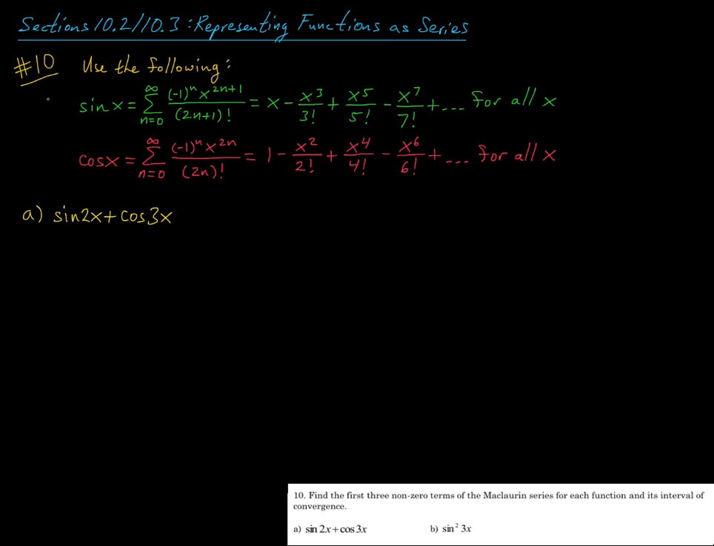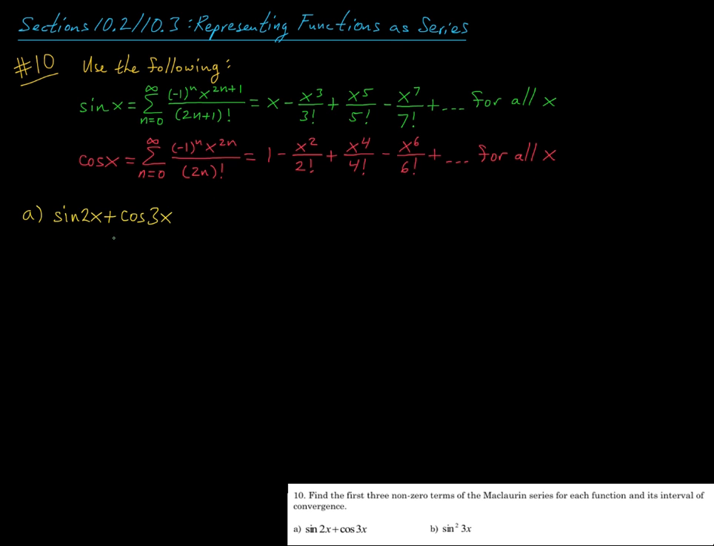Okay, and then from this series for sine, we derived this series below for cosine, and we just found that by differentiating the sine series term by term, right? And we got that cosine of x is equal to 1 minus x squared over 2 factorial plus x to the 4th over 4 factorial minus x to the 6th over 6 factorial, and so on. And this series converges to cosine of x for all x.